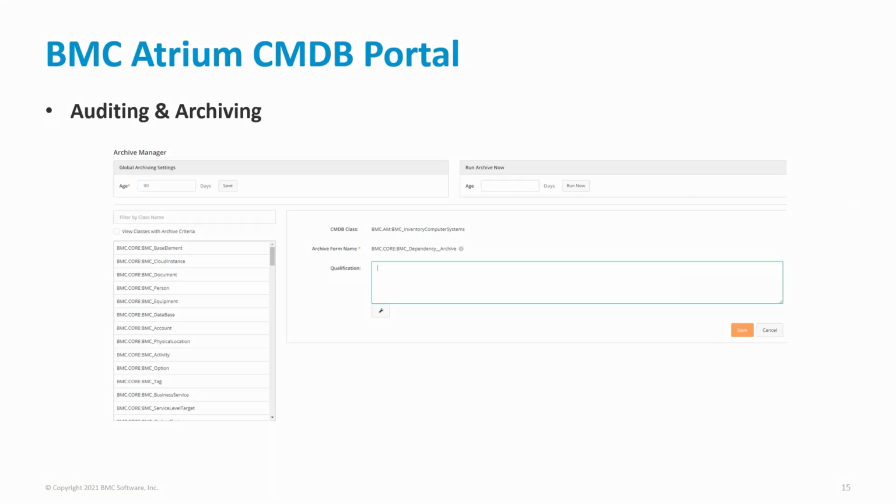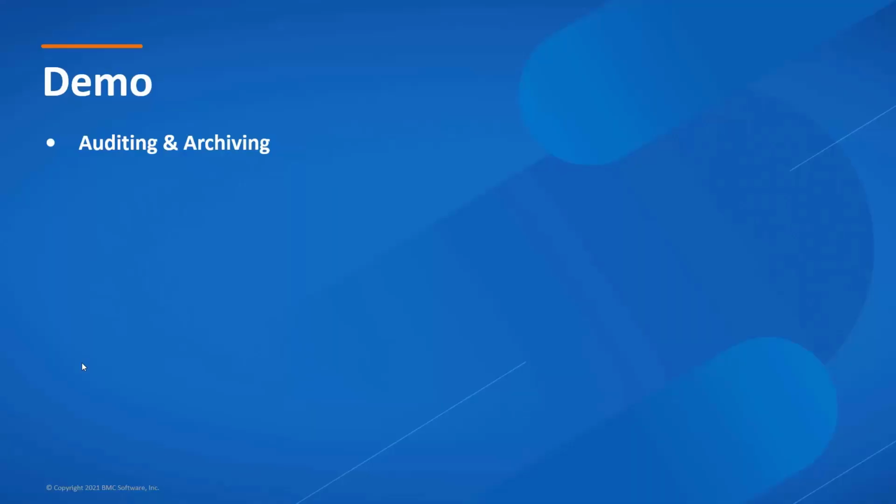Thank you, Devendra. Auditing has been around in the CMDB from previous versions, but now there's a new way to configure it. Archiving is a new feature which allows you to transfer unused CIs from one portion of the CMDB to another without purging the data from the system. This will help with performance. Let's now take a look how to configure auditing and archiving in the CMDB portal.